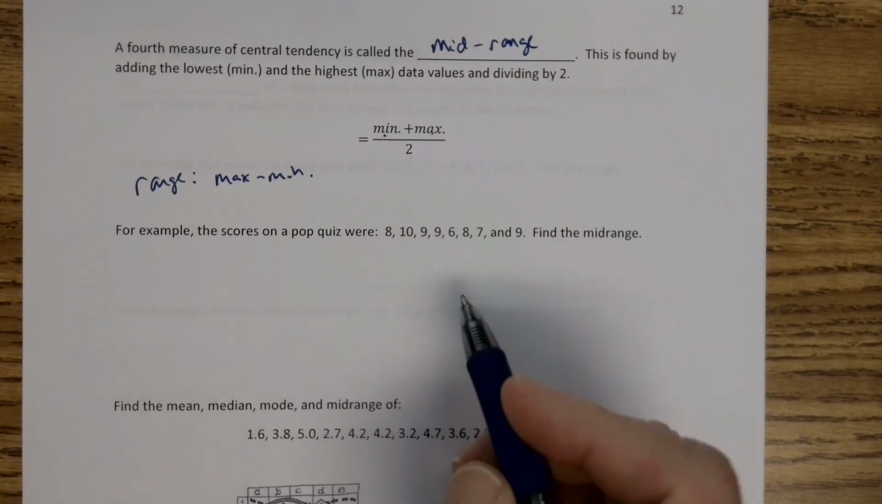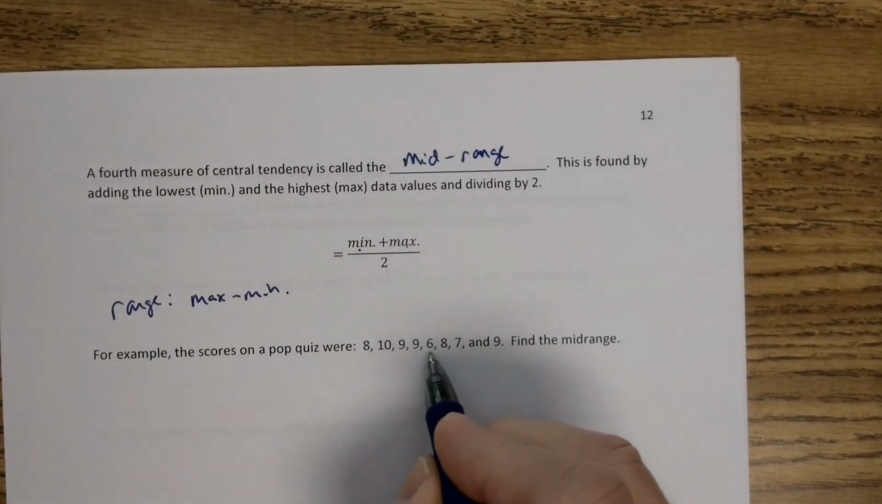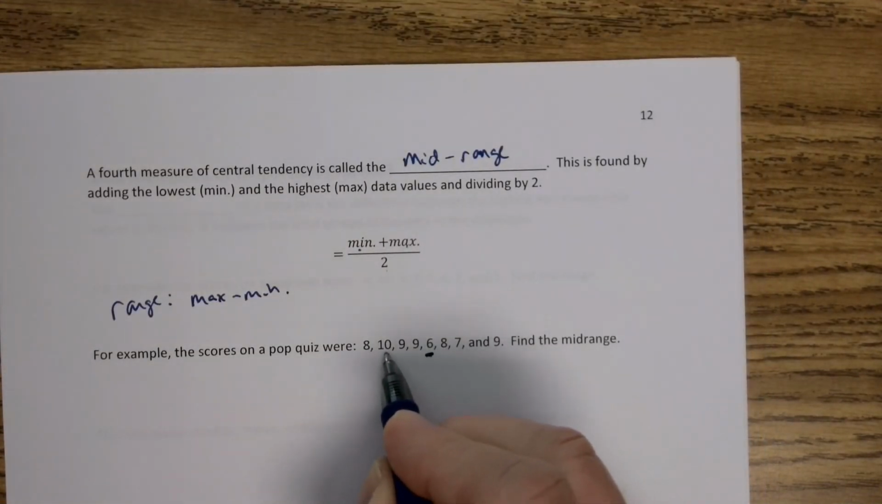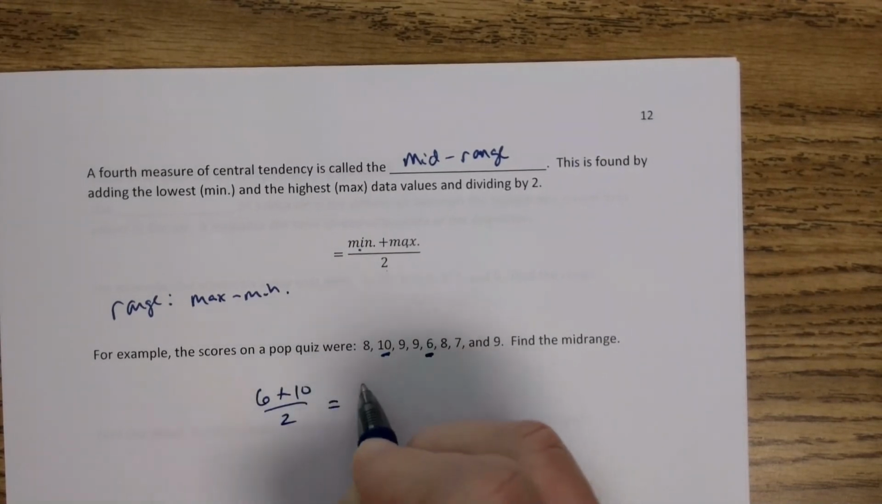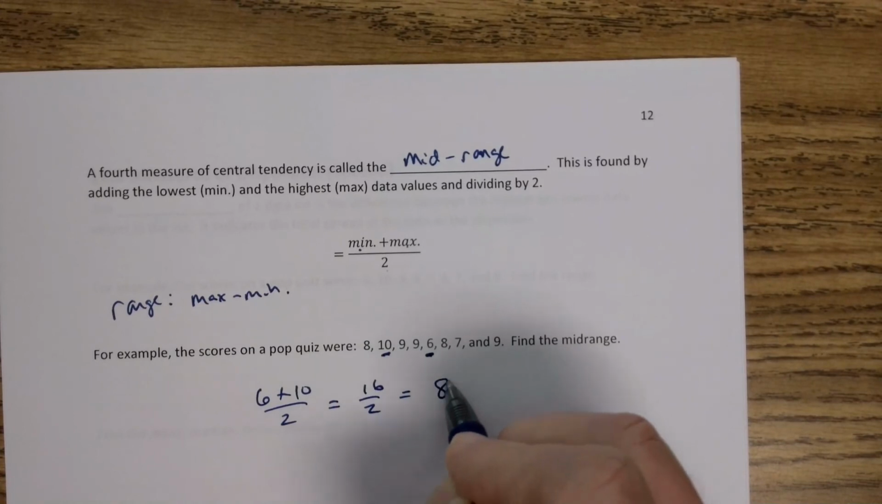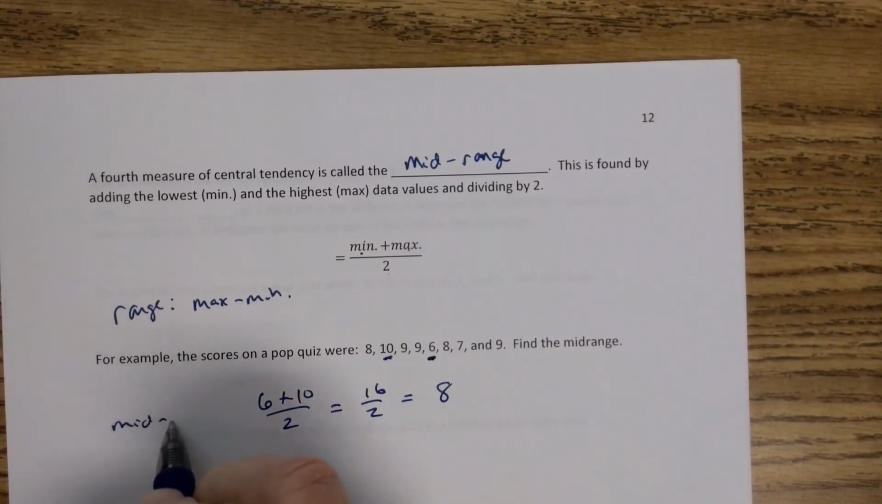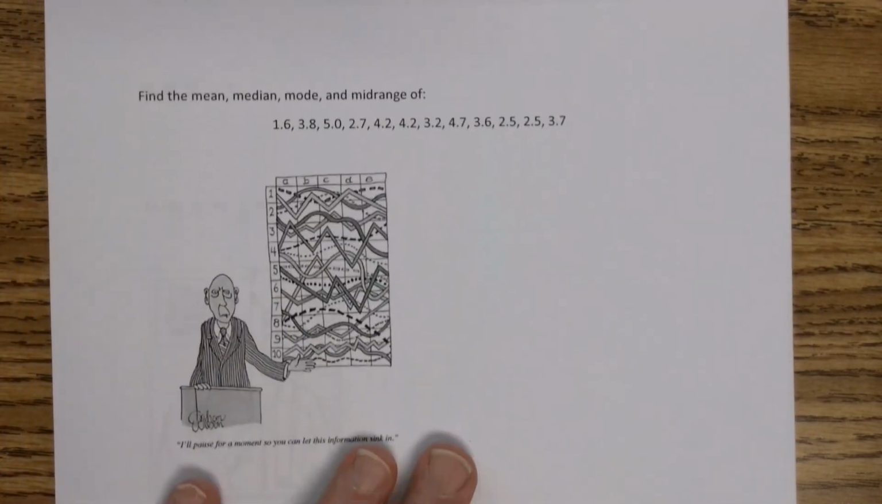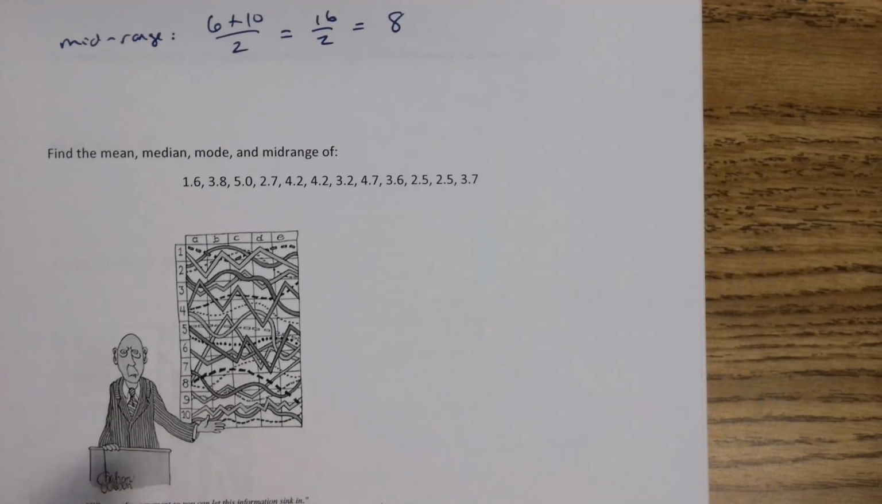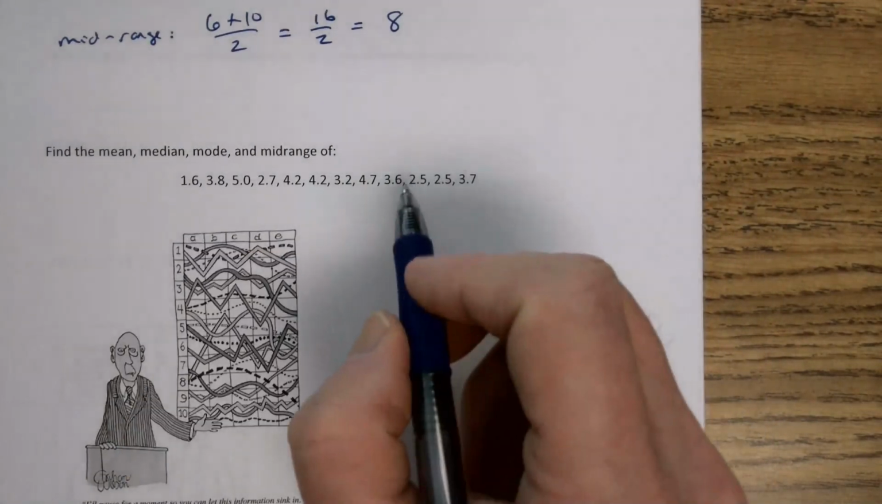So the min was 6 and the max was 10. So 6 plus 10 divided by 2 is 16 divided by 2, which is 8. And then I think I just took this off your homework questions, not the comic strip, but this problem.